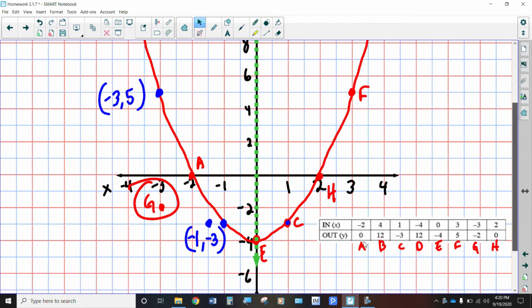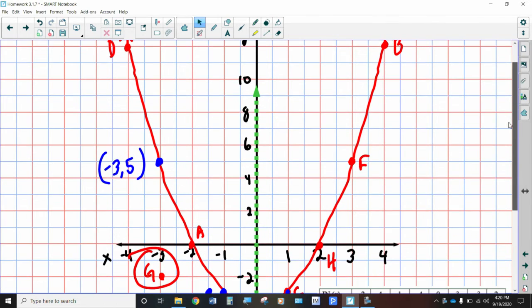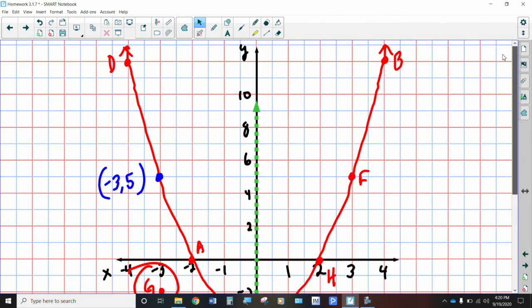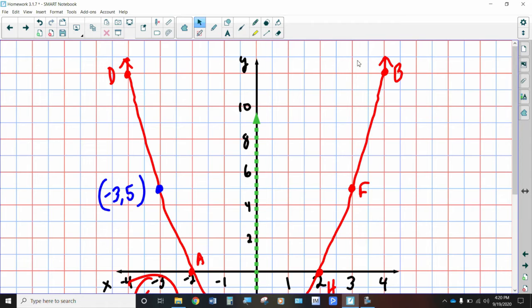So point A is at -2, 0. Point B is at 4, is that even on here? 4, 12, yeah, there it is up there. Point C is at 1, -3. Point D is at -4, +12. So you see this is a parabola and you get your mirror image, right? Your symmetry, these guys are symmetrical to each other. They're both the same distance away from the y-axis.